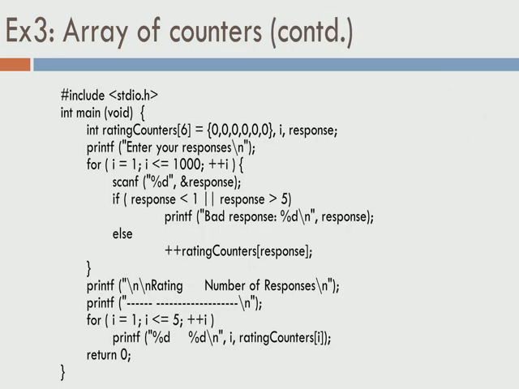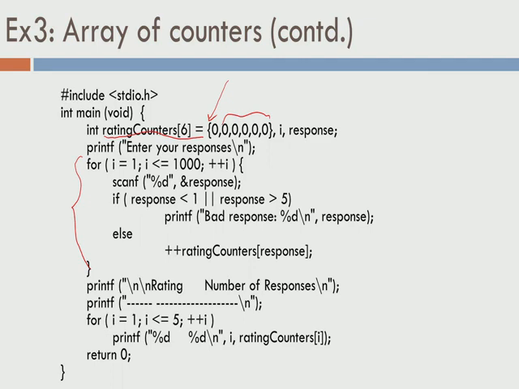So let's see how a program of this kind will work. So I have int rating counters of 6. As I said earlier, I'm going to accommodate 6 locations, but my actual entries that I'm concerned about are rating counters of 1 to rating counters of 5. So even though I've initialized this to 0, I'm not really going to touch rating counters of 0 at all. I'm going to touch rating counters of 1 to rating counters of 5. So I have this loop which runs from I equal to 1 up to 1000 including 1000, for I equals 1, I less than or equal to 1000, plus plus I.